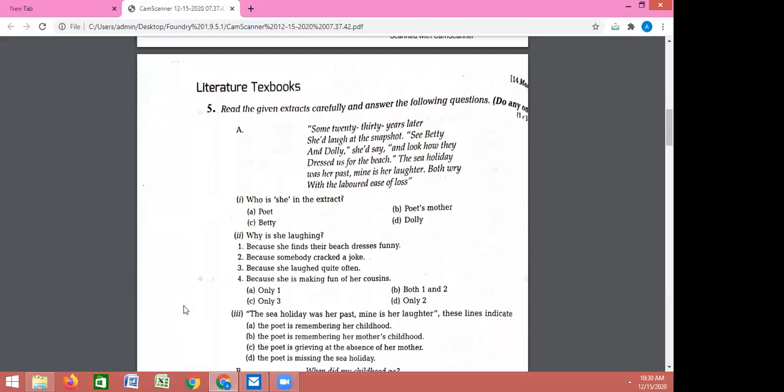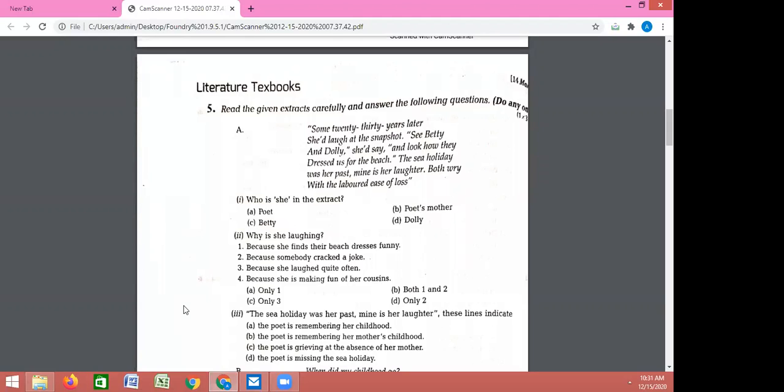So some 20, 30 years later, she would laugh at snapshots, see Betty and Dolly, she would say, look how they dressed us for beach. And the sea holiday was her past, mine is her laughter. Both rhyme with the labored ease of loss. Yesterday I told you that I is upset.